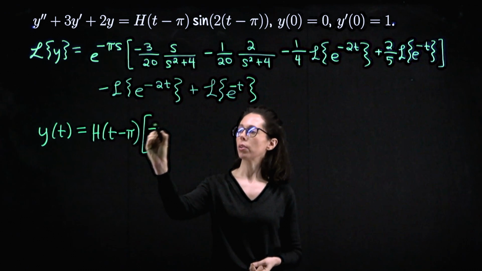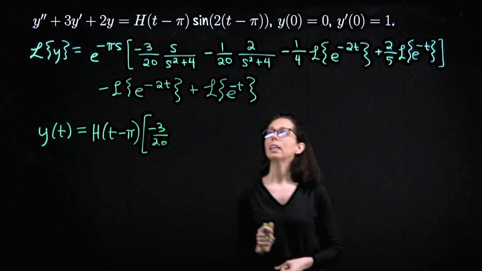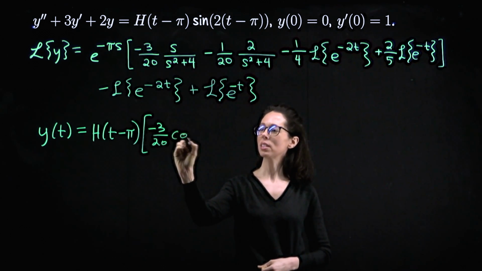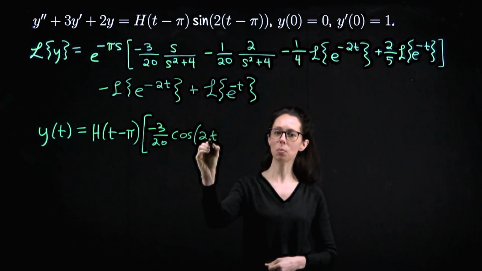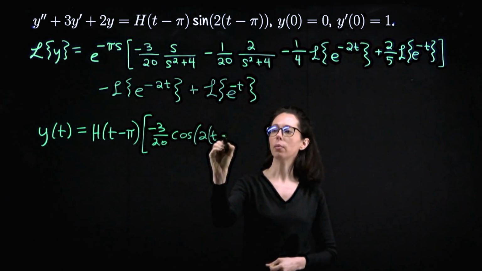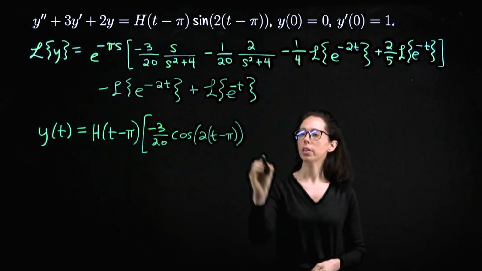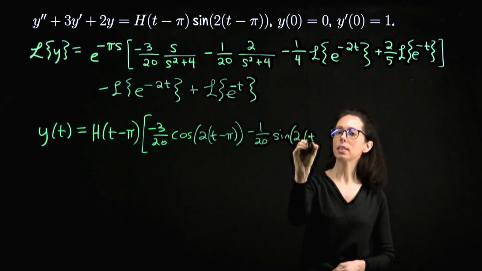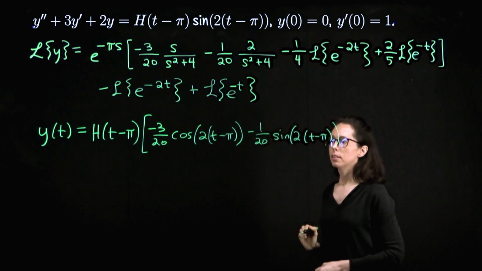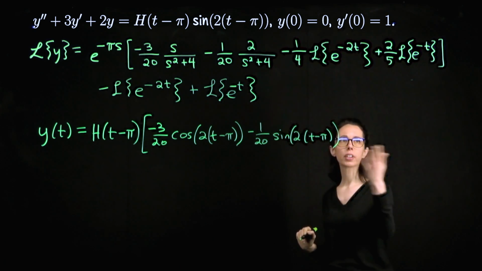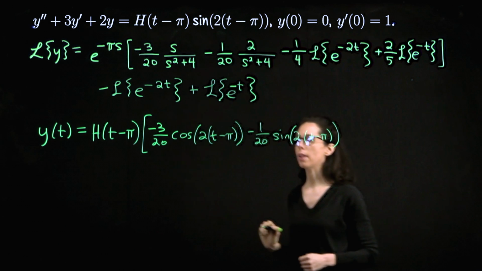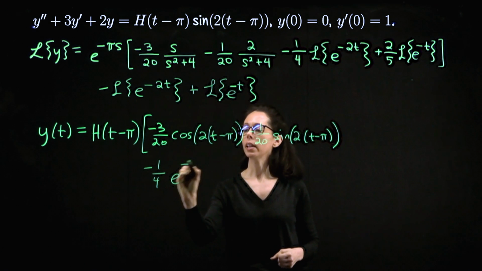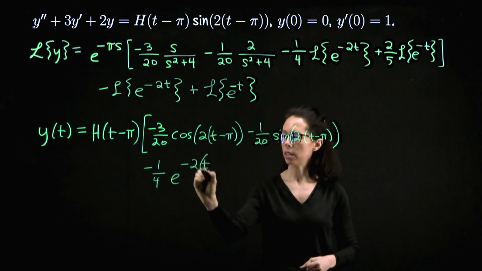So the first expression, -3/20, this would normally invert to cosine of 2t, because 4 here is 2 squared. So cosine of 2t is the normal inverse of this Laplace transform, but we need to shift that by pi. Similarly, the next expression will be -1/20 times sine of 2 times t minus pi. I think I'll drop down to the next line to invert the remaining 2 inside the square brackets. We'll have -1/4 e to the -2t normally, but we need to shift that by pi.